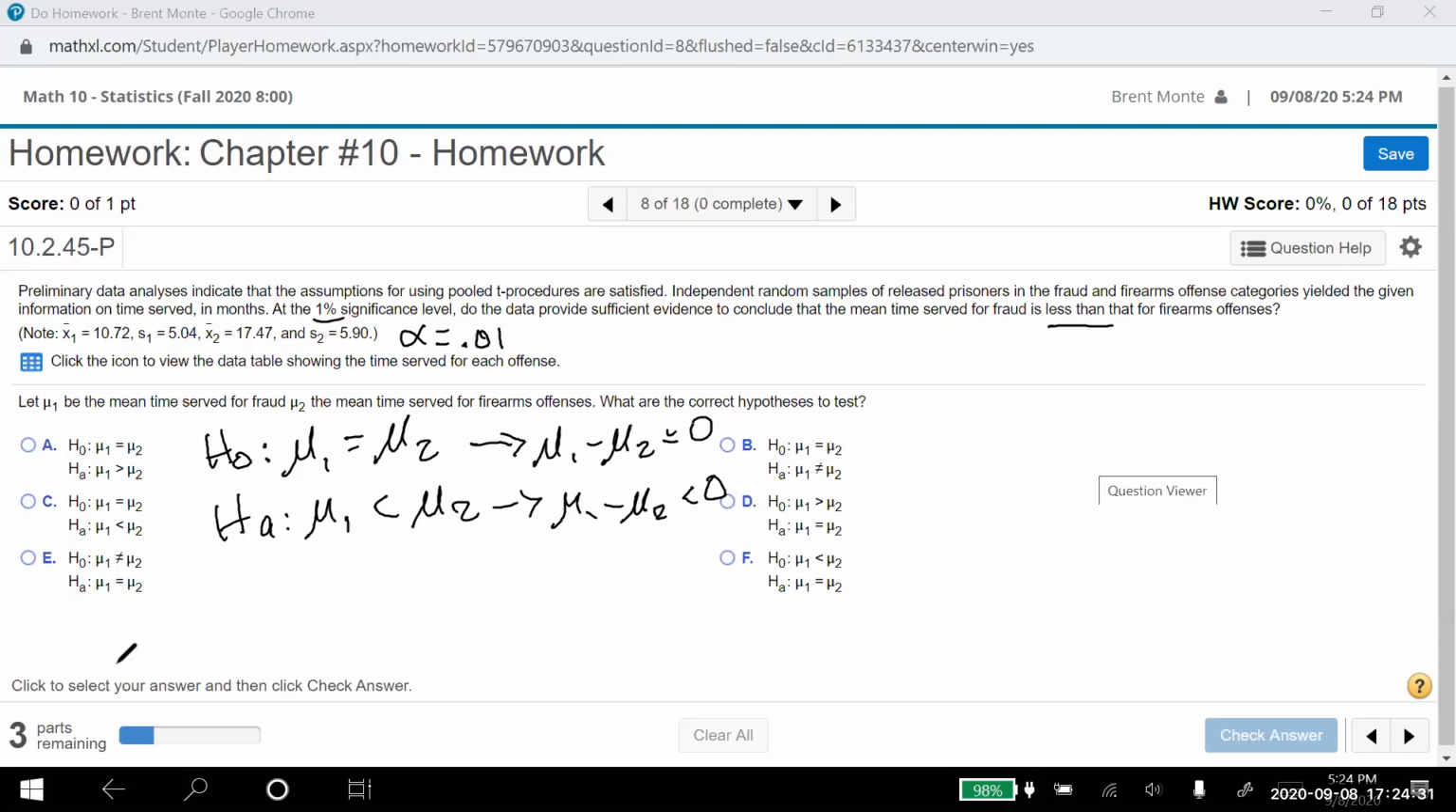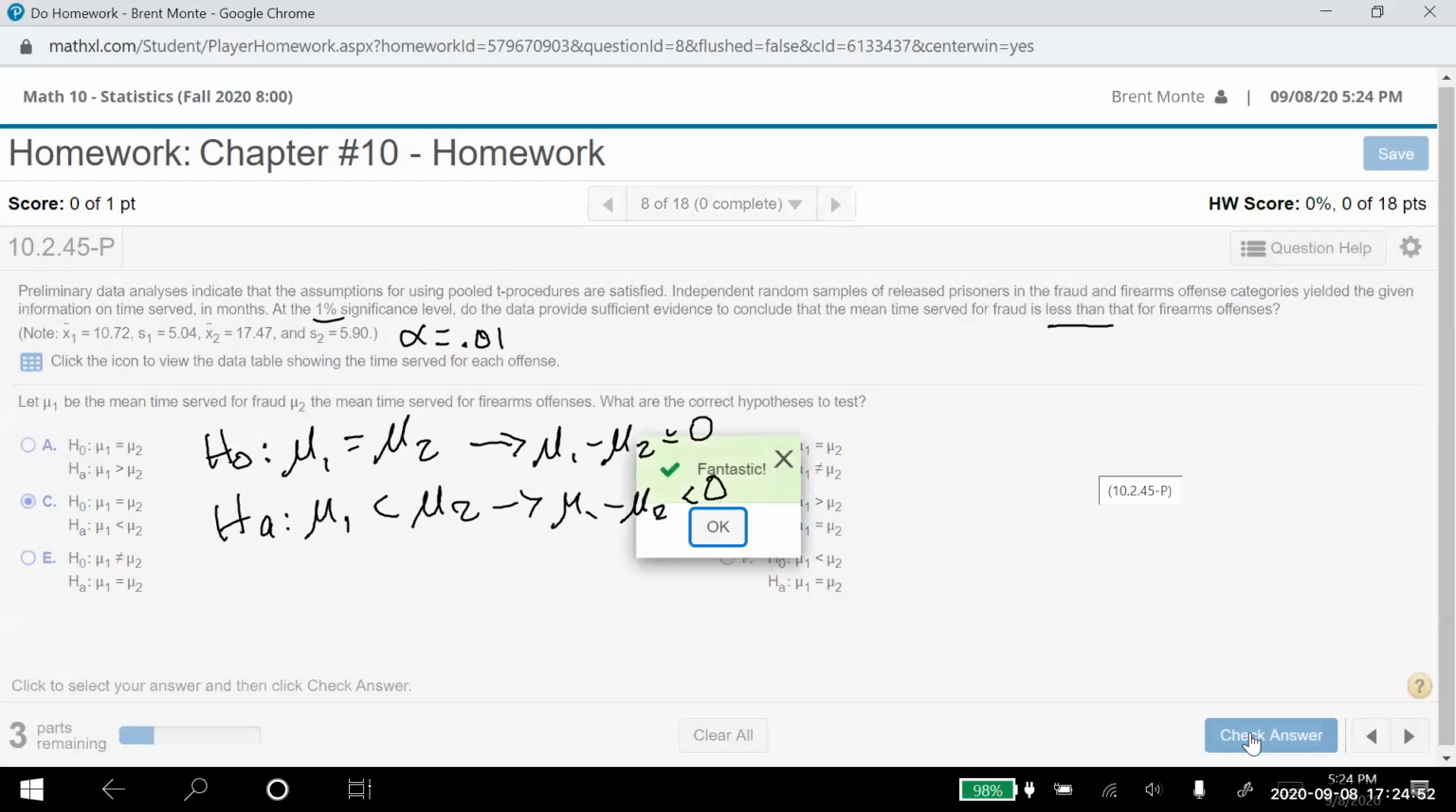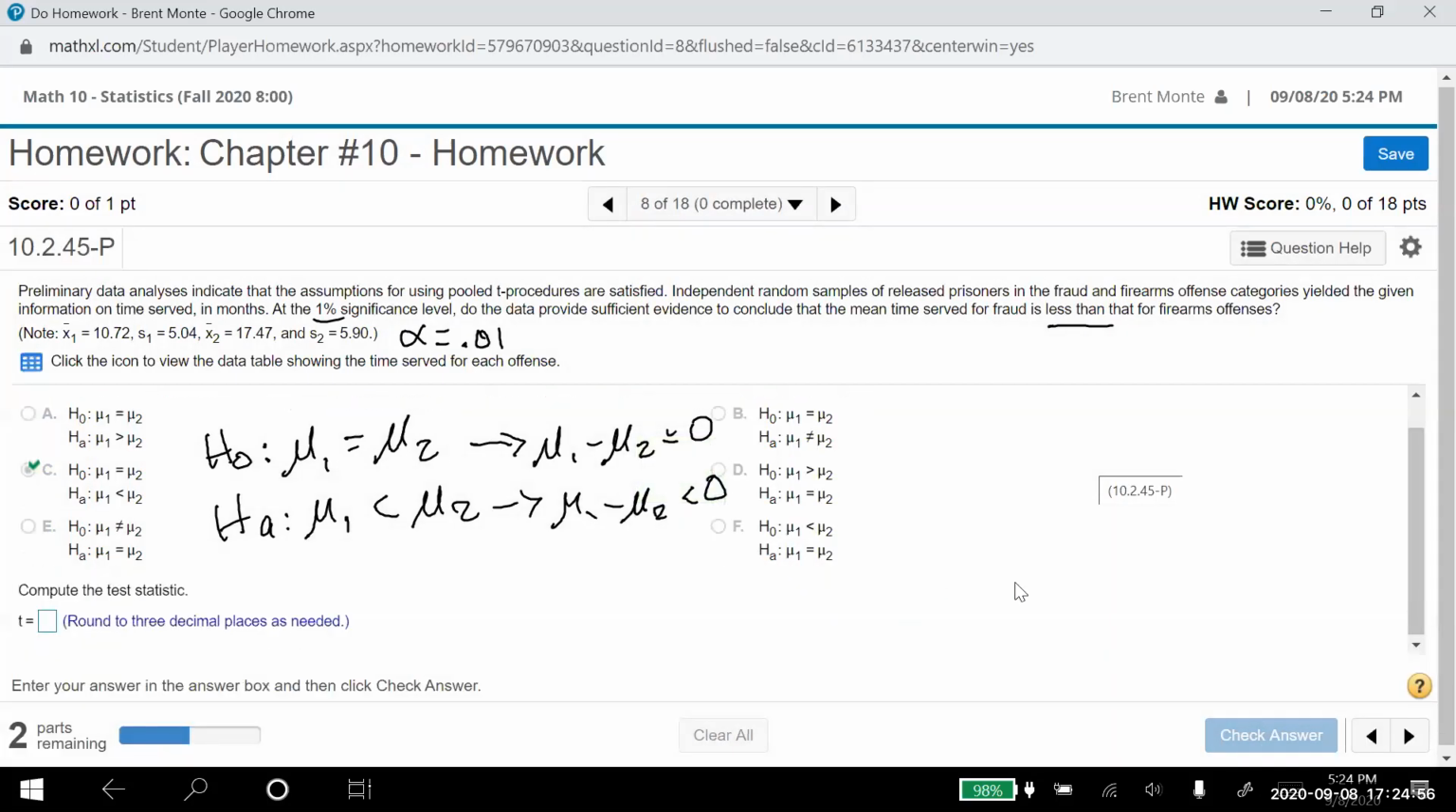So let's figure out which one of these is the correct answer. Well, on A, the null hypothesis is right, but the alternative is backwards. So it must be C. So we'll check that. All right, so we got that right. So let's keep going from there.